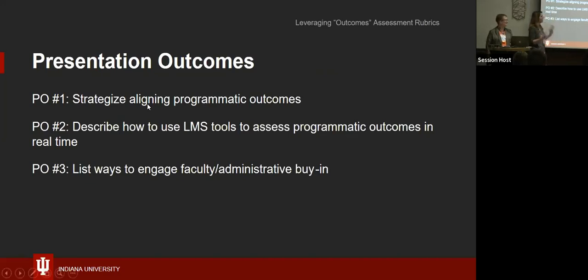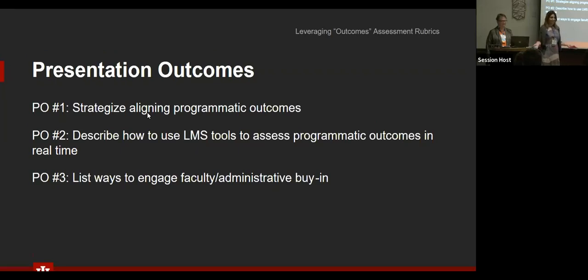We're also going to describe how to use the LMS tools to assess programmatic outcomes in real time. Like I said, not going to be something you have to do after the fact. We're just going to do it as we're teaching and as the students are learning. And then finally, we're going to list ways, because as we know, if we can't convince people that this is a usable, doable thing, then it doesn't matter, right? It doesn't matter that it's there, because people aren't going to use it if they don't see why it's valuable or how it's going to help them. So we're going to talk about some ways that we can get some buy-in from both our faculty and the administrators.